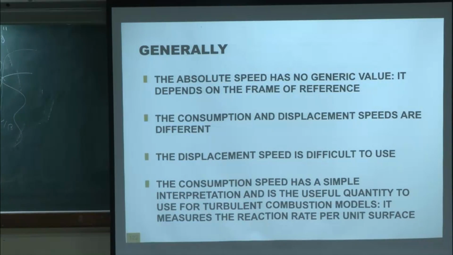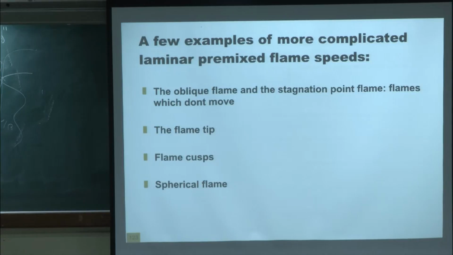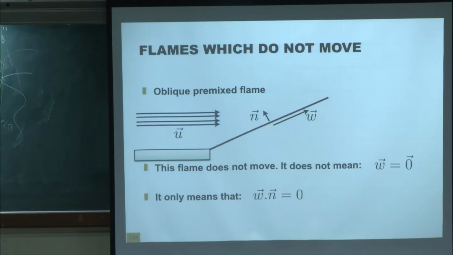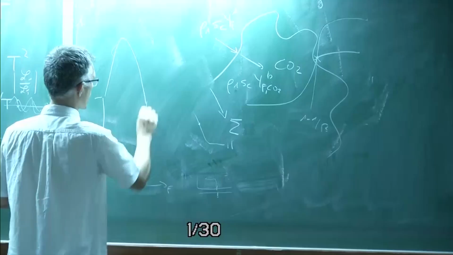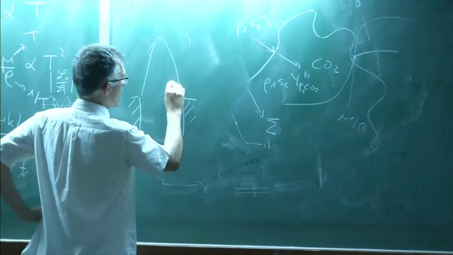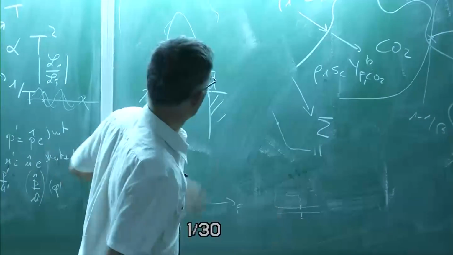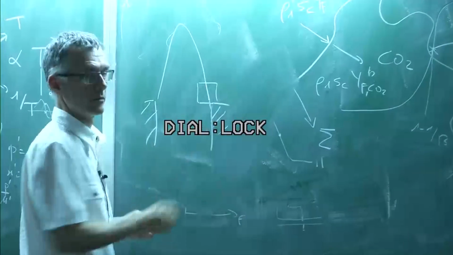So if I still have 5 minutes, I will finish with a few disturbing examples. There are disturbing examples for flame speeds. I'm going to give you a few of them. The first one is this one. If you take a flame stabilized behind an obstacle, like a Bunsen flame, for example. If you take the Bunsen flame, which is like this, you look at the flame here. This is what I've plotted here. This flame does not move. Okay.